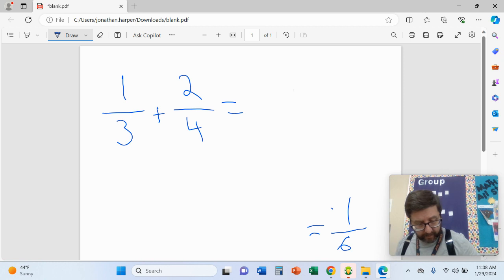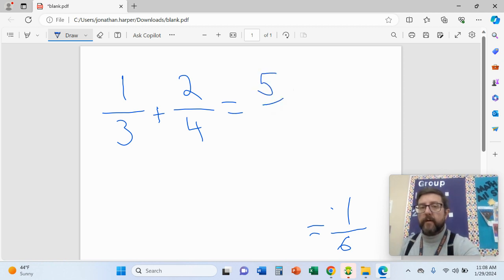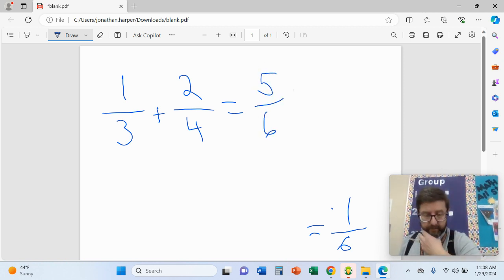Okay, it was 1, fraction button 3, plus 2, fraction button 4 equals, and then your answer should be 5/6. Okay, and that's what our answer should be.